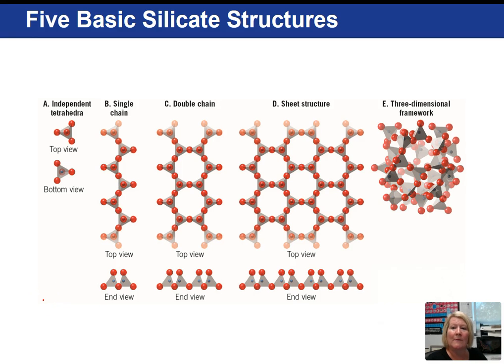Here we're looking at a variety of ways the silicon and oxygen tetrahedron can arrange itself. They can be independent tetrahedra, so this is a -4 charge, and so positive ions like iron, magnesium, calcium, sodium will attach, and you give the mineral a name according to what cation has attached to it. We can have silicon-oxygen tetrahedra that are linked in a single chain, double chains, a sheet, and a 3-dimensional complex framework.